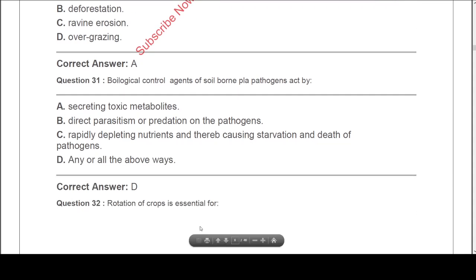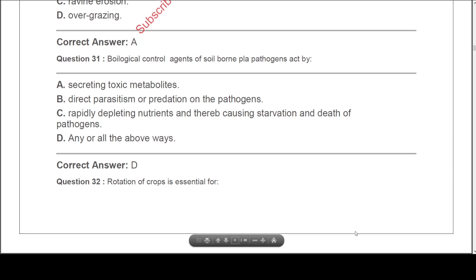The biological control agents of soil-borne plant pathogens act by what kind of mechanism? They have given four options: secreting toxic metabolites, direct parasitism or predation on the pathogens, and rapidly depleting nutrients and thereby causing starvation and death of pathogens. All these things will be done by these biocontrol agents in order to control the pathogens. So, all of the above ways.